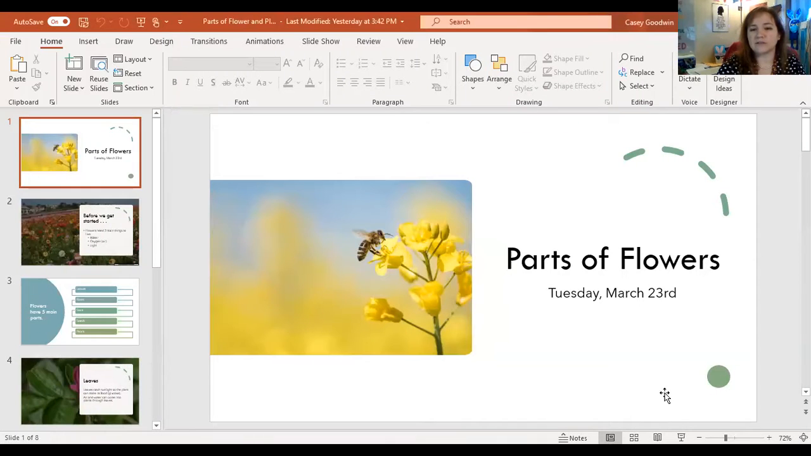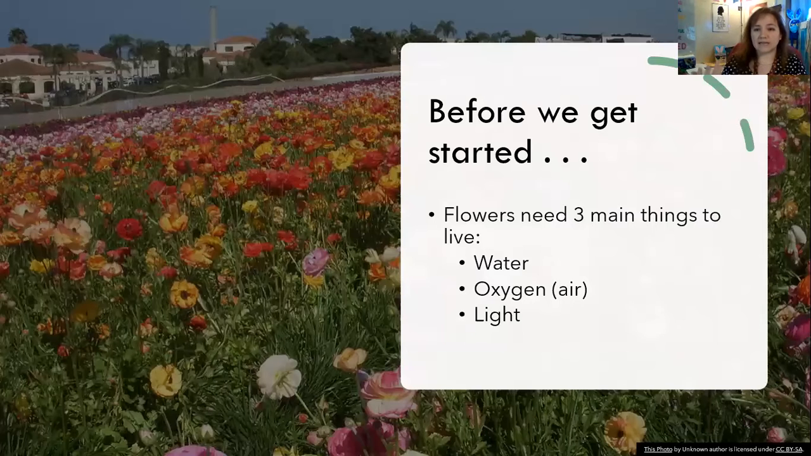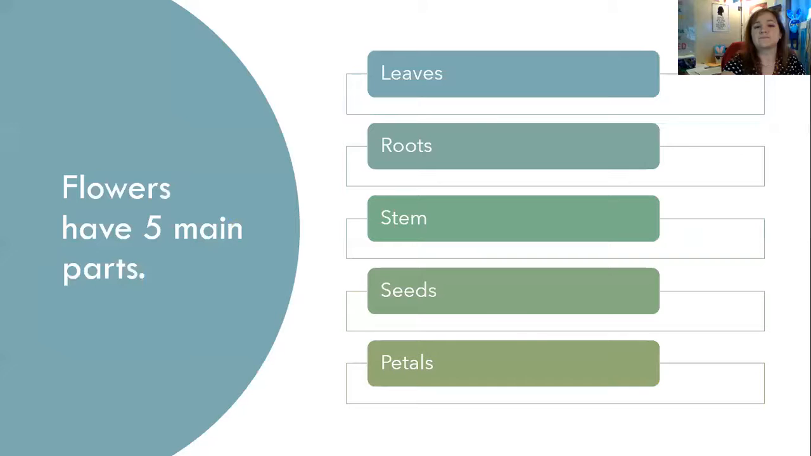So yesterday, when you watched the presentation about parts of a flower, you learned about the 5 main parts. So very quickly, we're just going to review those, and then we're going to talk about how that translates over to other types of plants. So again, we're just going to do a quick review of the parts of the flower and talk about that very, very shortly. Let me try and make that a little bit bigger. So again, flowers need 3 main things to live: water, oxygen, which is air, and light.